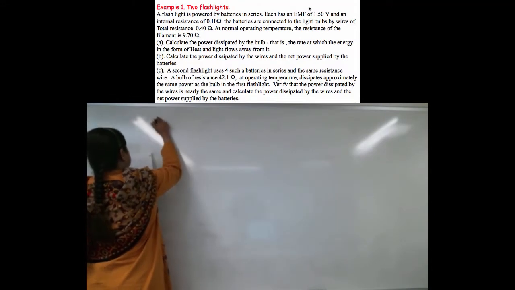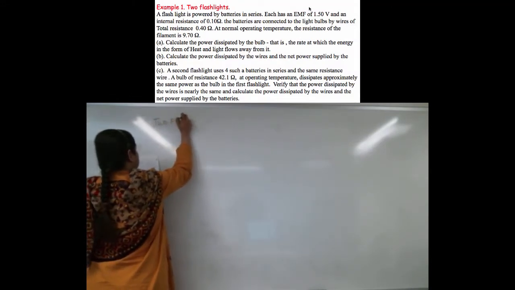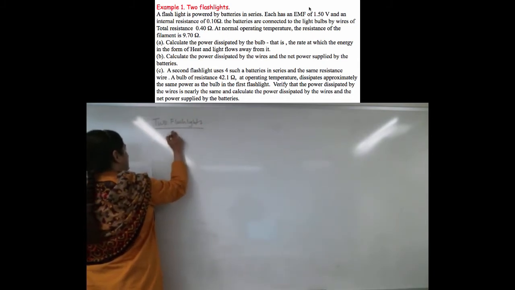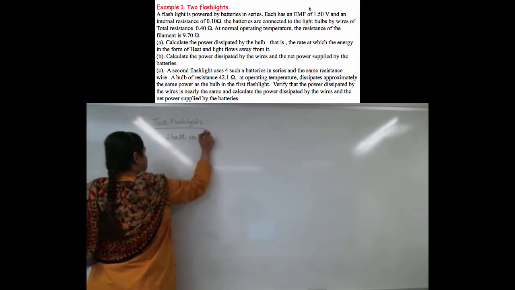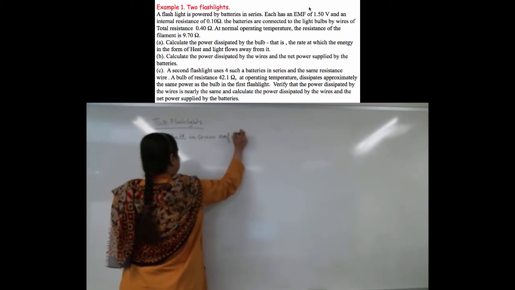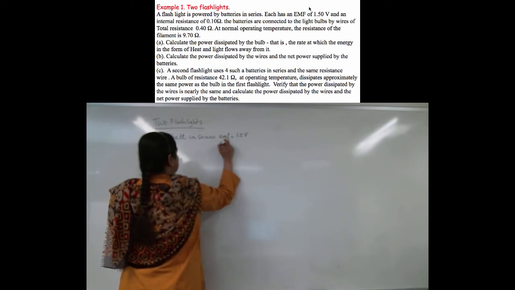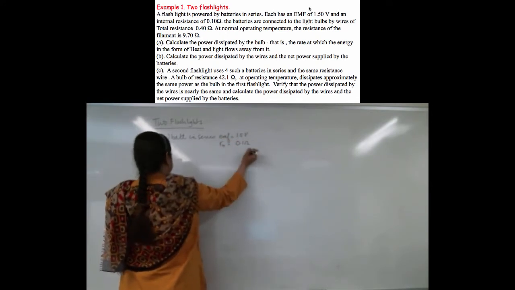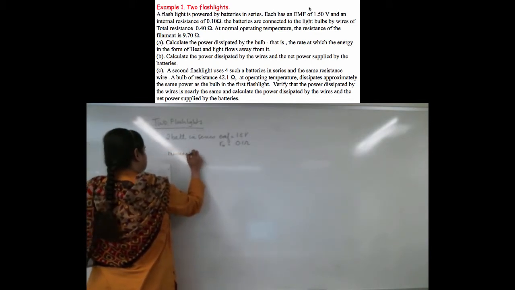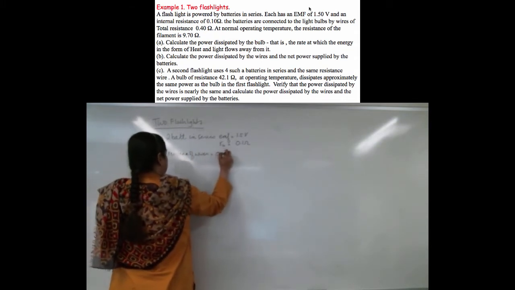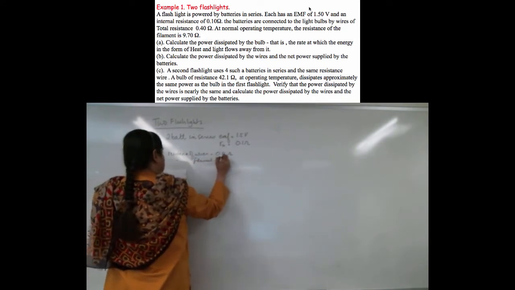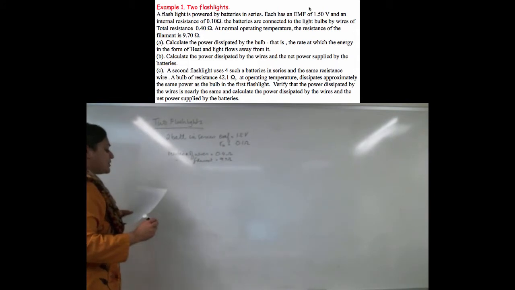So, in this question, we have 2 flashlights. It says that it has 2 batteries in series. The EMF is 1.5 volts, and the internal resistance is 0.1 ohms. The resistance of the wires is 0.4 ohms, and the resistance of the filament is 9.7 ohms. Now, how do I draw this picture?